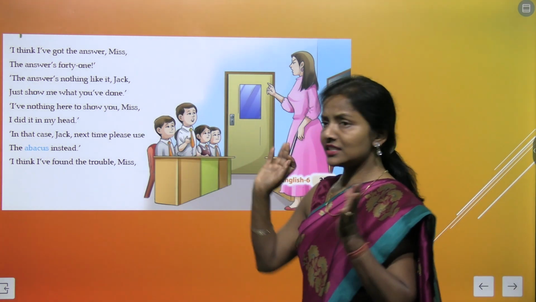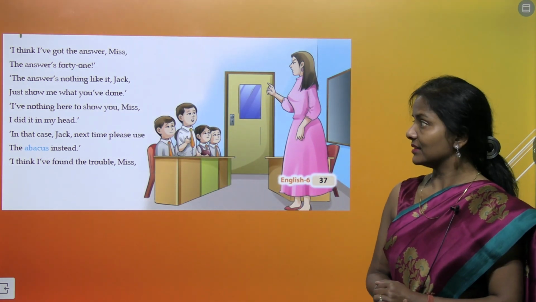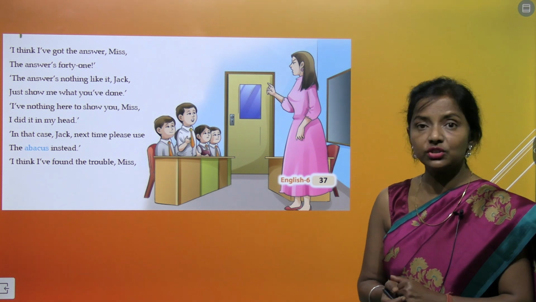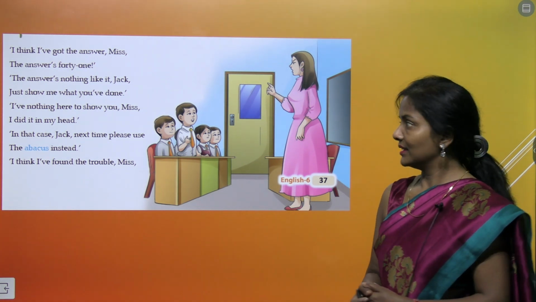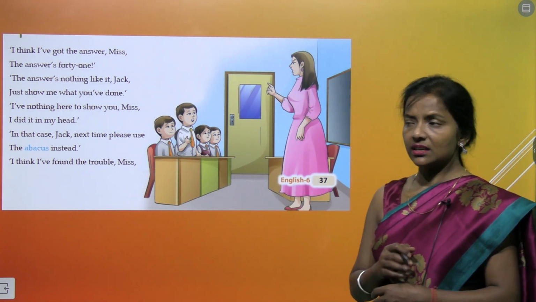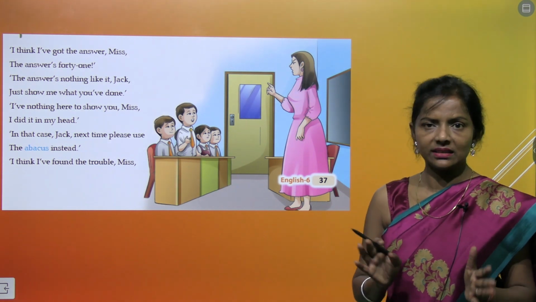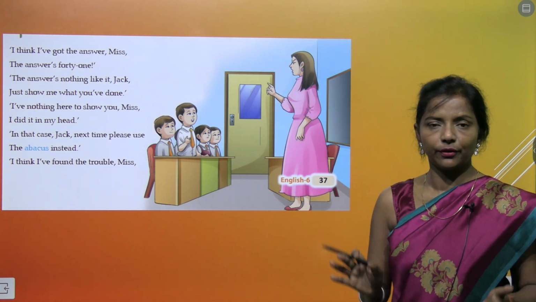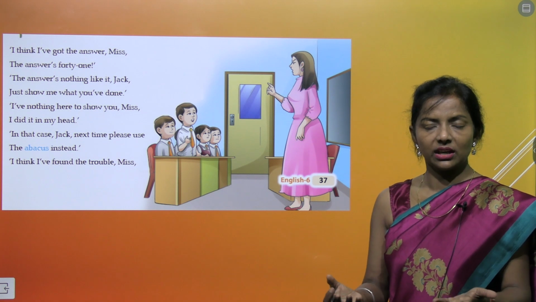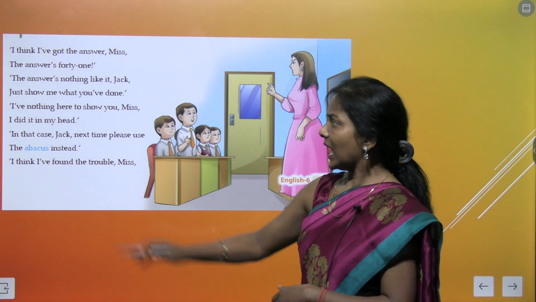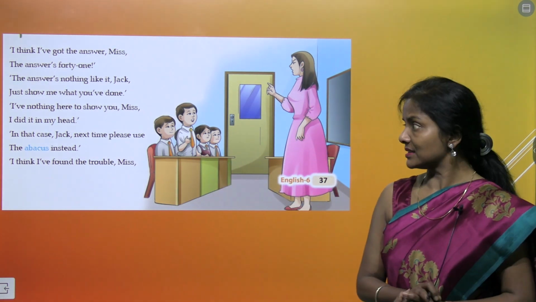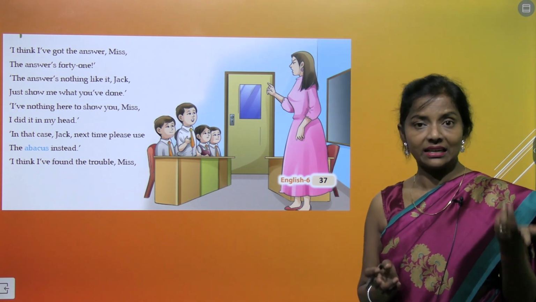The answer is nothing like it, Jack. Just show me what you have done. Now the teacher says no, the answer is nothing like that. It's not 41. Where have you done it? Just show me. I have nothing to show you, miss. I did it in my head.